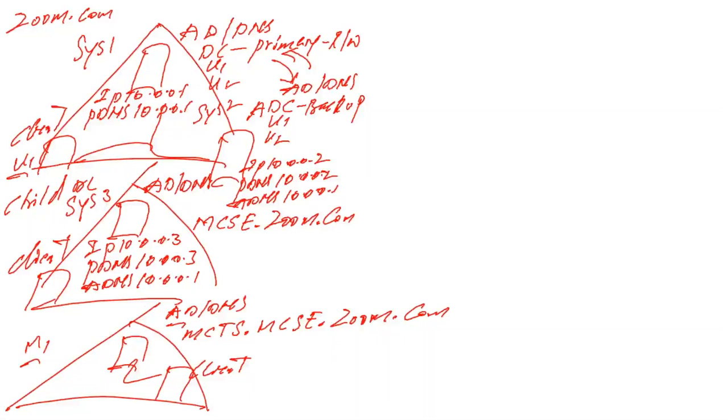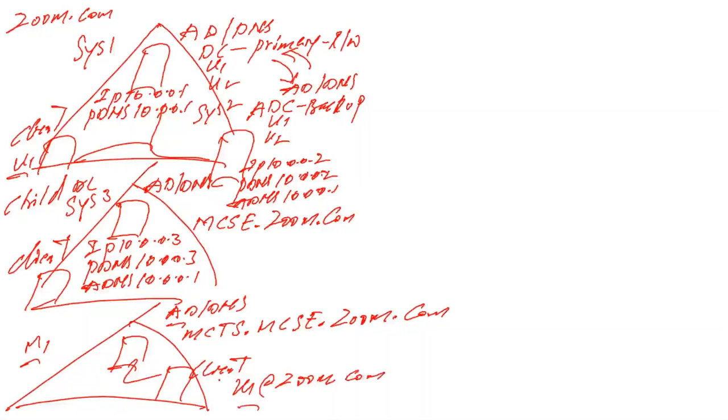Example, one day this user, which user? U1 user, which belongs to Zoom, right? This information is in Zoom, but this user wants to log in from an MCTS client. Can we log in or not? Yes, without asking the admin, you can come here and type u1@zoom.com, because you have to tell which domain you belong to.